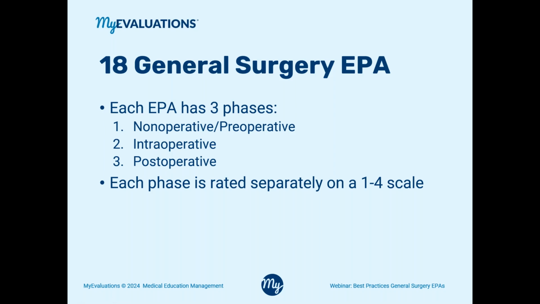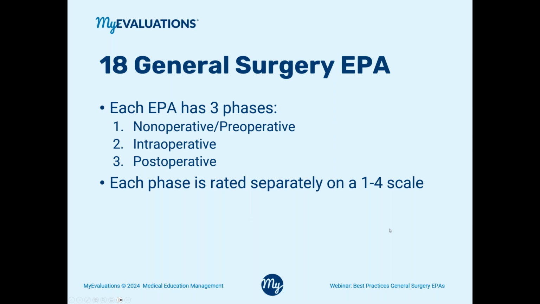So again, keep that idea in mind that we have these EPA groups, and within each EPA group, there are multiple EPAs. So together, the multiple EPAs create a family, which we call an EPA group. And each of these individual phases is rated separately on a 1 to 4 scale that's defined by the ABS.